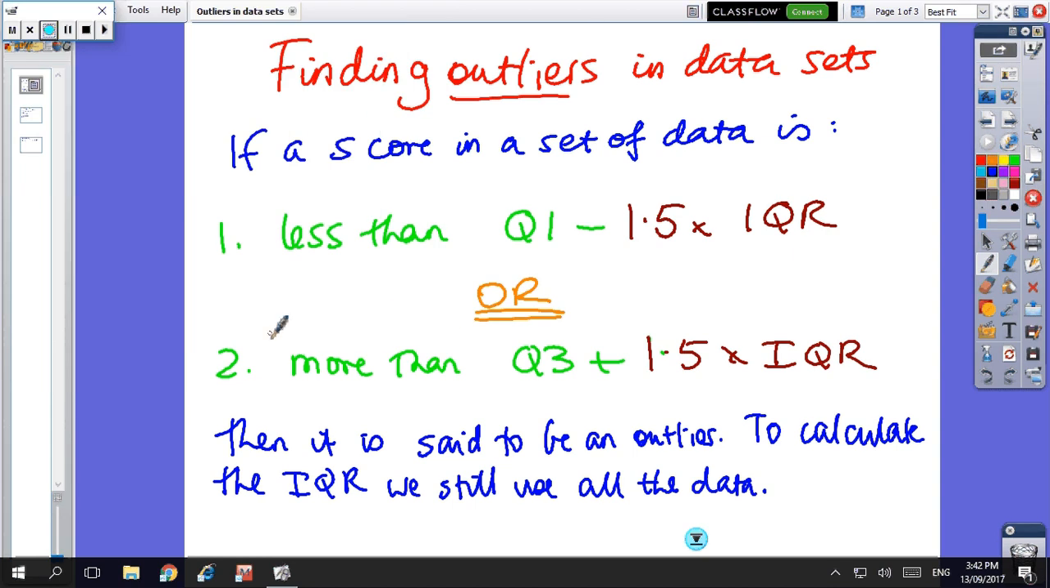Okay, so this is something we've talked about before, but we've now got a calculation to find if an outlier exists. An outlier is just a score that is significantly different from the other data, from the rest.